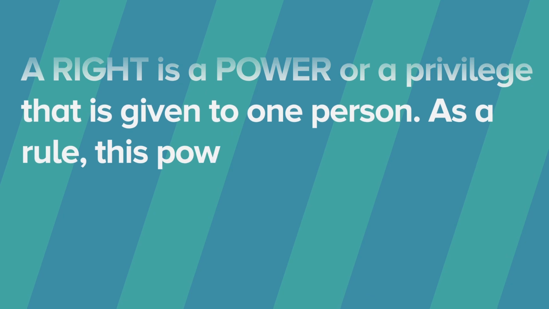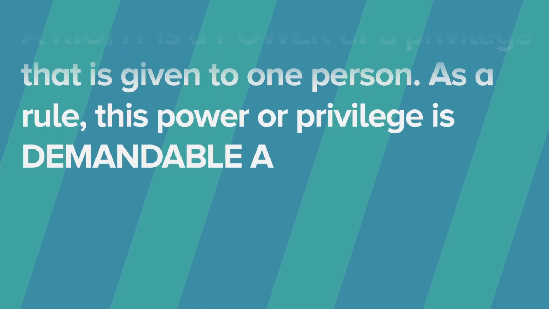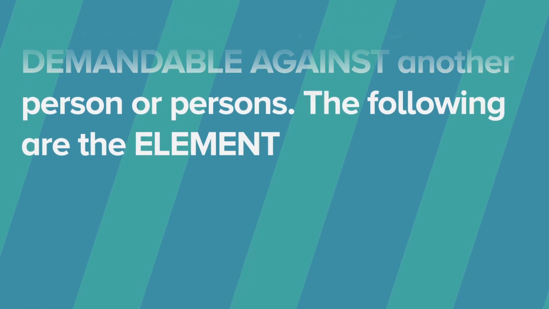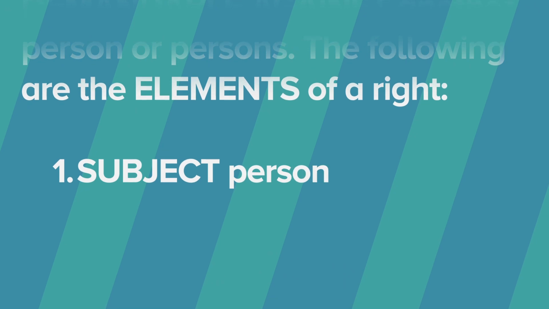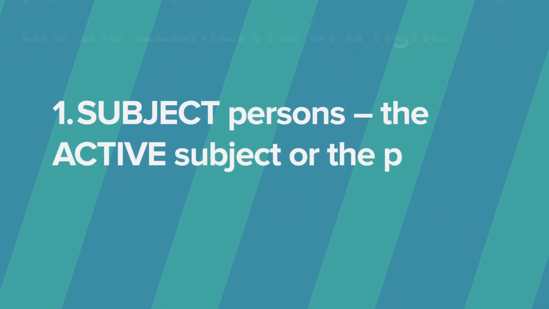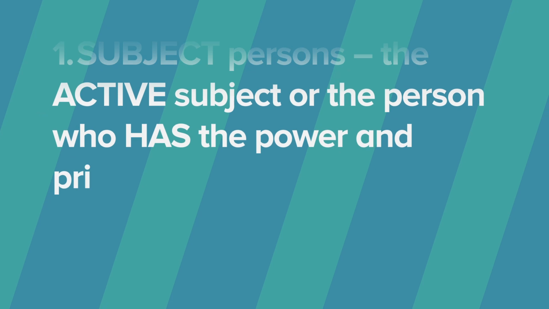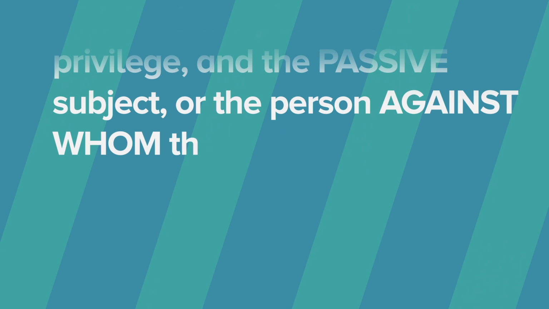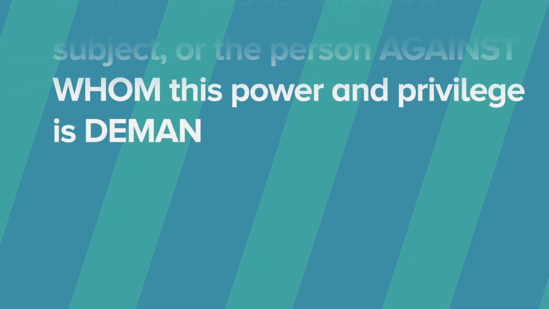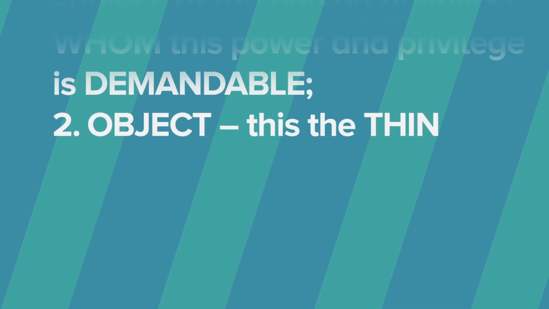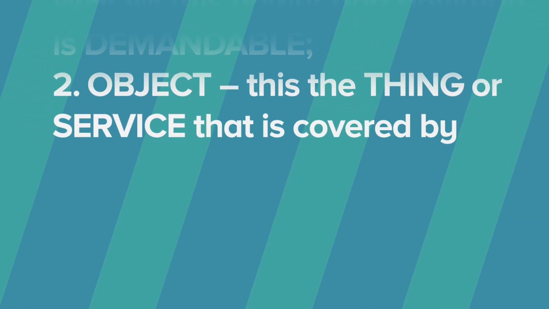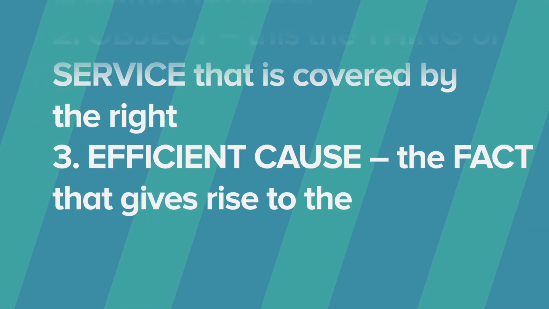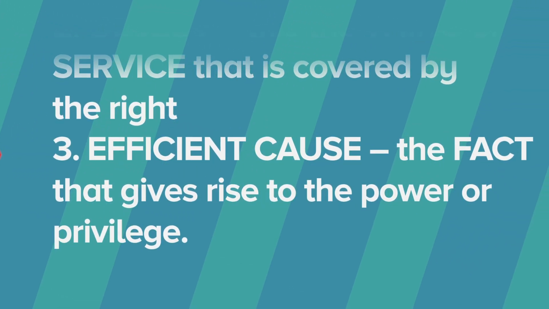A right is a power or a privilege that is given to one person. As a rule, this power or privilege is demandable against another person or persons. The following are the elements of a right. 1. Subject persons, the active subject or the person who has the power and privilege, and the passive subject or the person against whom this power and privilege is demandable. 2. Object. This is the thing or service that is covered by the right. 3. Efficient cause, the fact that gives rise to the power or privilege.